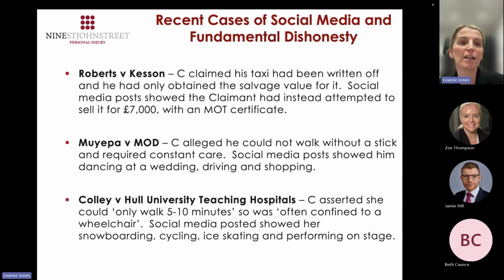So looking at those cases as a whole, the social media evidence works best where the claimant has made a definite allegation. I cannot do X, and then they are shown to be doing X on the posts, videos, or whatever else. For example, walking, I can't walk without a stick, I can't go running, I can't return to cycling. If you can find evidence of them doing that when they said they couldn't, that's your smoking gun.